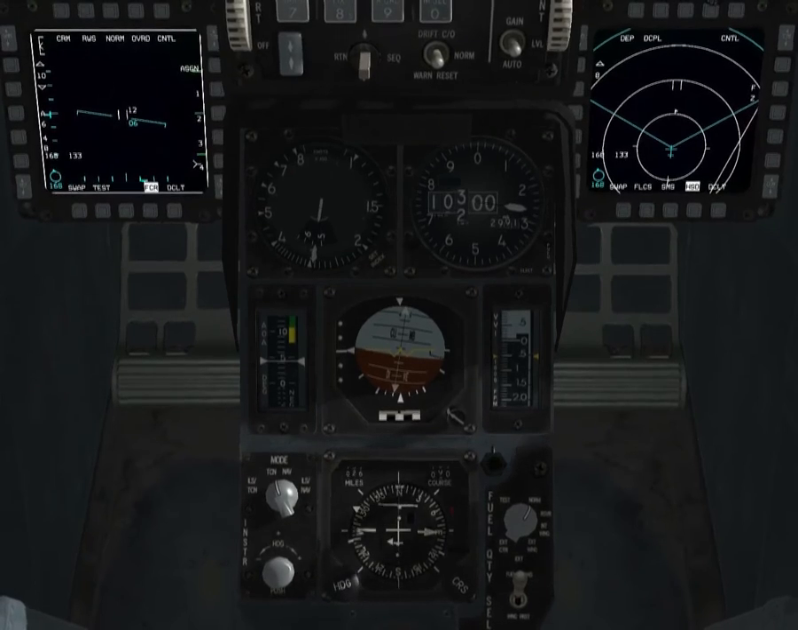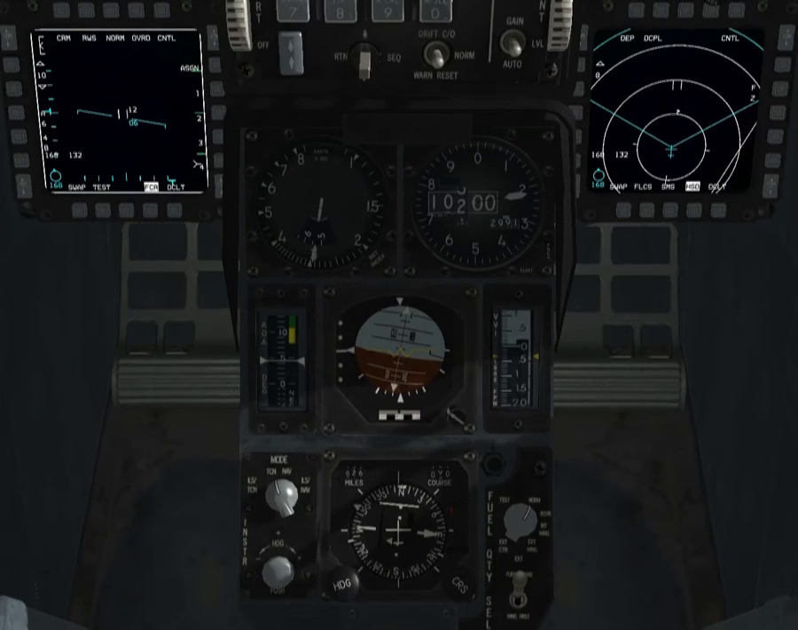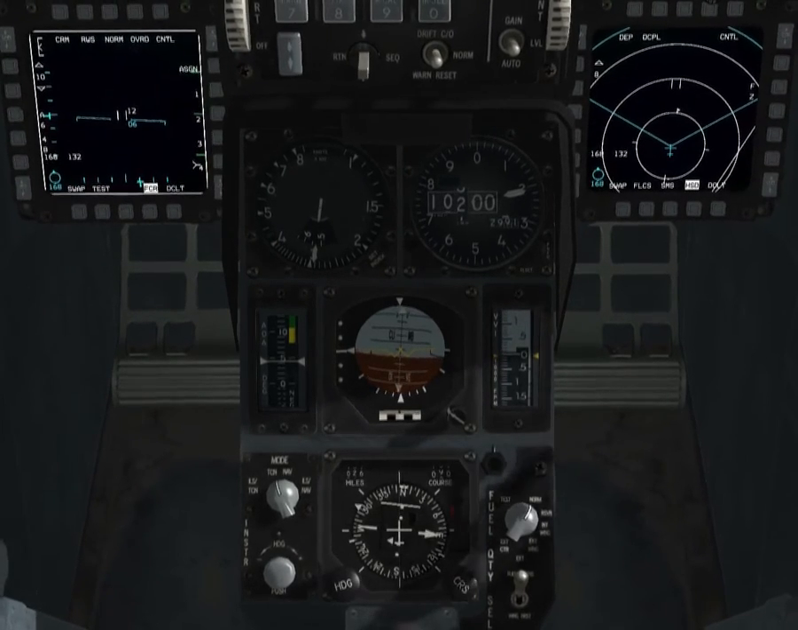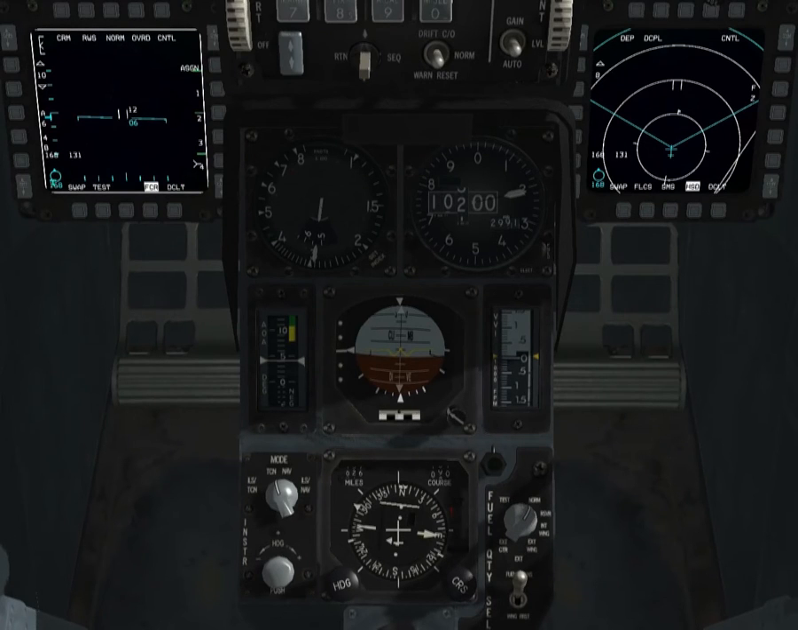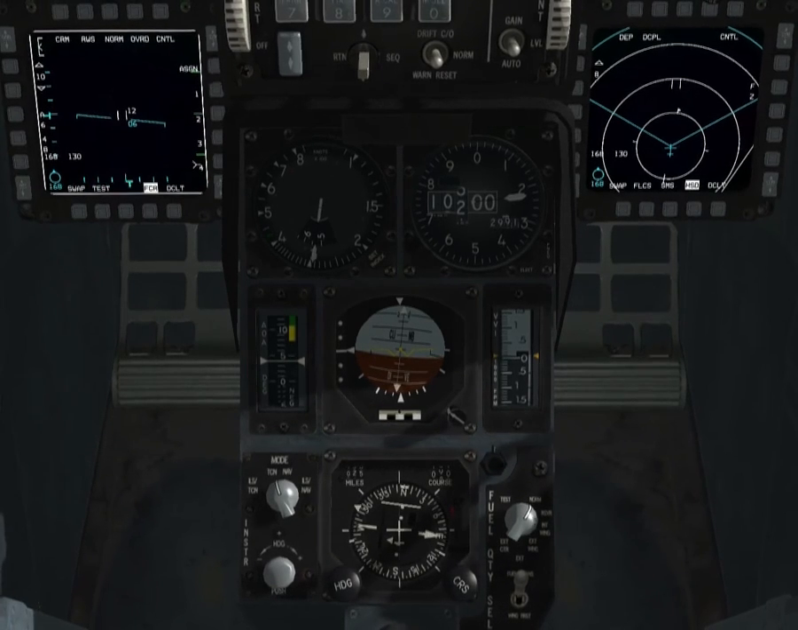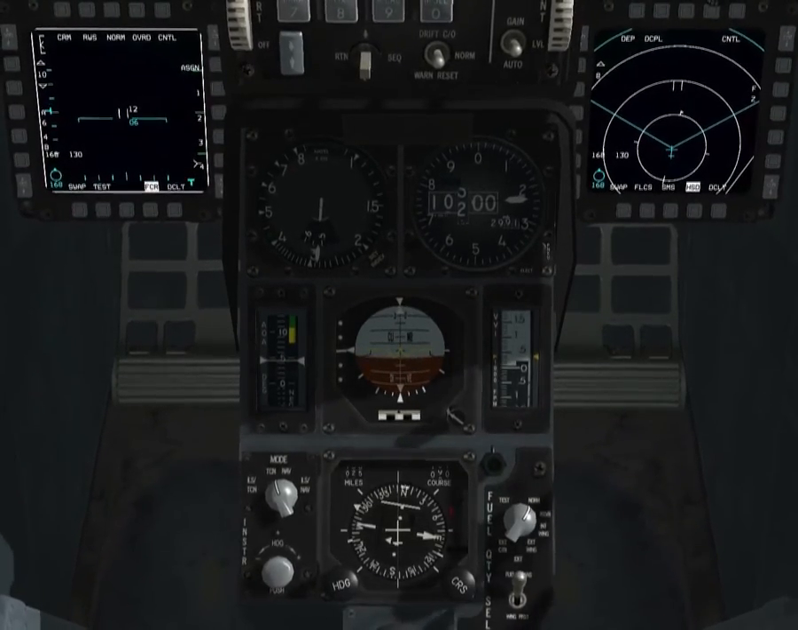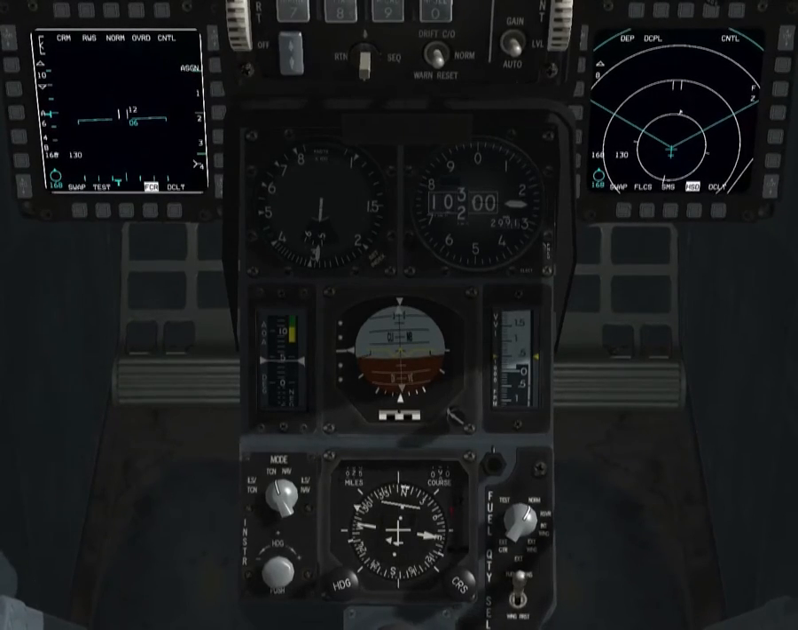26 miles now from Kunsan, making some corrections to get to Wolf Point. 24 miles out, we contact Kunsan to get the QNH.